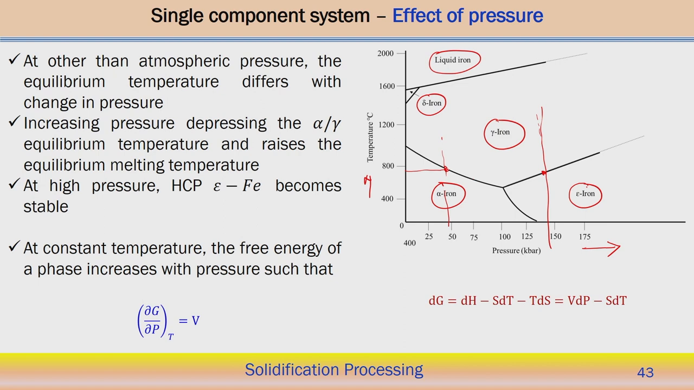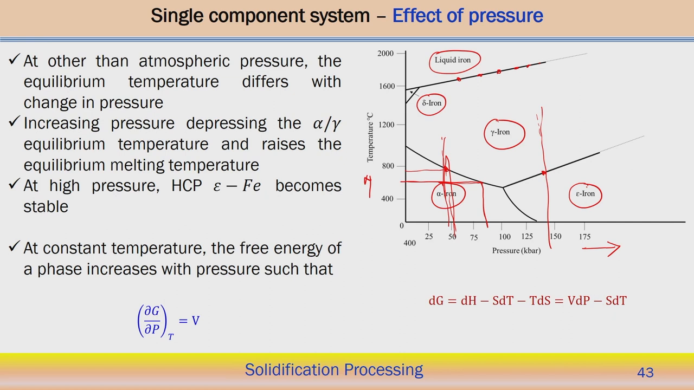This is the equilibrium temperature for this particular pressure, for the existence of the two different phases. Similarly, if you increase the pressure, the transition temperature of gamma iron to alpha iron decreases. So, pressure has some effect. At the same time, pressure also influences the alpha and gamma interface, depressing the alpha and gamma equilibrium temperature and actually raising the equilibrium melting point temperature. Here you can see, with increasing pressure, this is the slope, so the equilibrium temperature actually increases between liquid iron and the next phase, gamma iron.